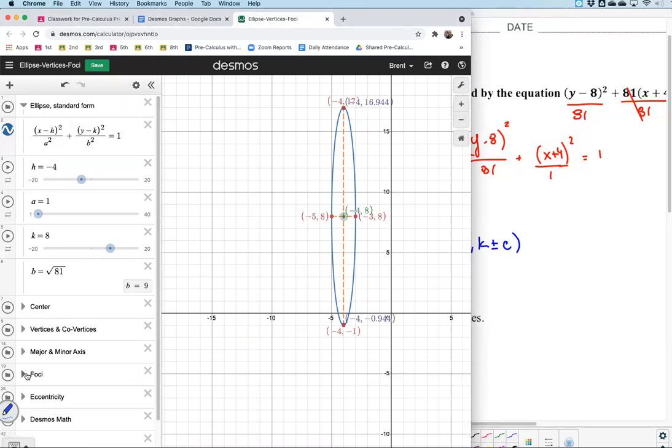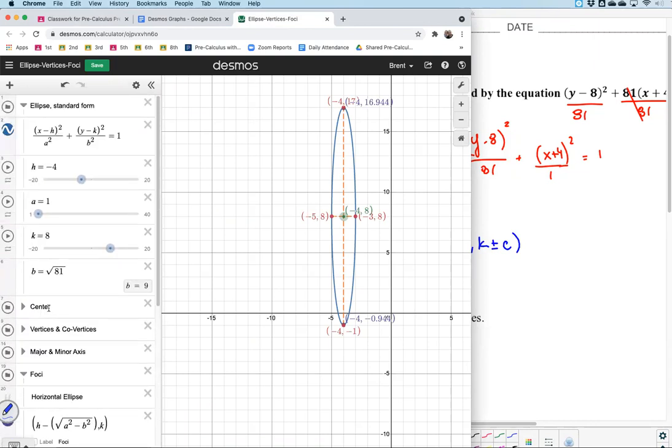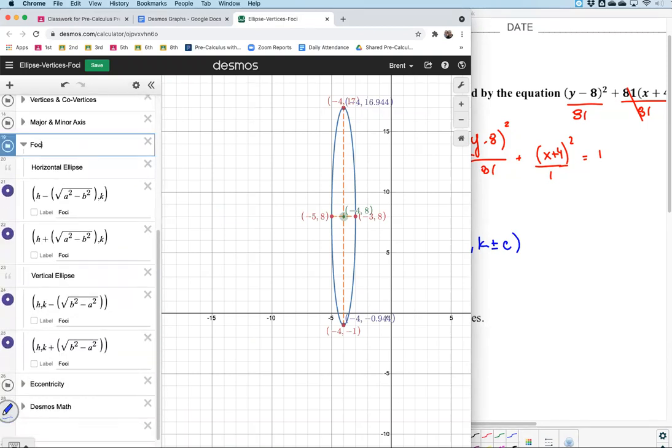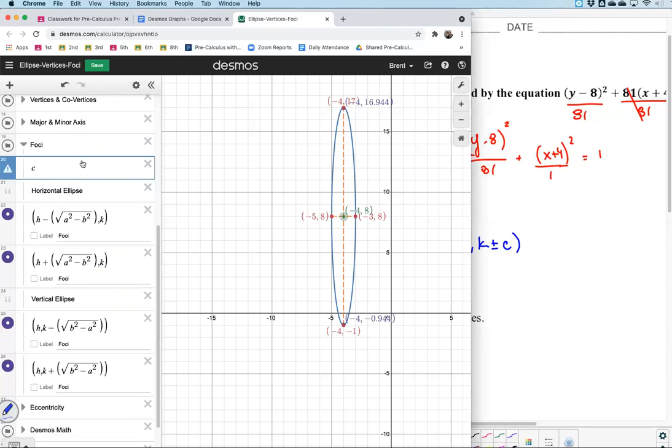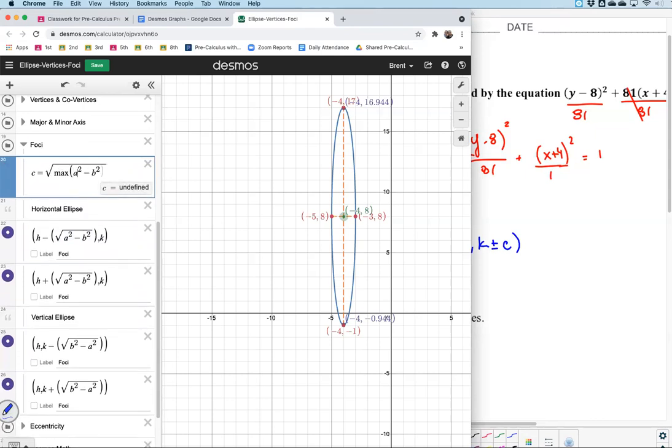Did I never even put what c is? Ooh, I need to add that. I'm going to add what c is when you click on foci here. No, I never clarified what c is. Sorry, hang on one second. I'm going to update this for us in a second.